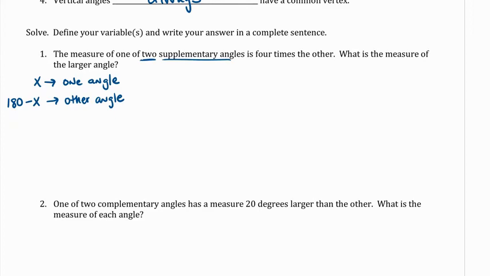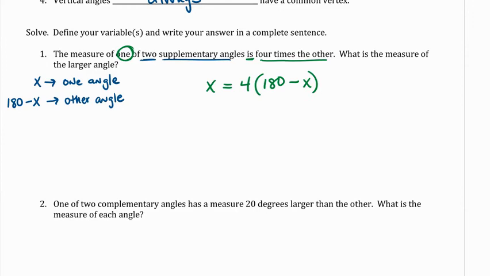Then it says that one of those angles, so I'm going to take one of them. I'm going to start with my x. And then the next word is, so there's my equals. 4 times the other. So 4 times my other angle, which is 180 minus x. Technically, it doesn't matter which side you put the 4 on. You could also set this up as 4x equals 180 minus x. That would also work, but either way, we'll get you the same result.